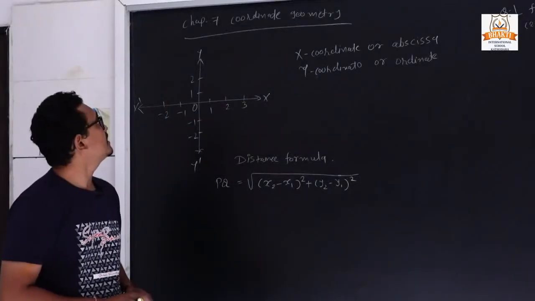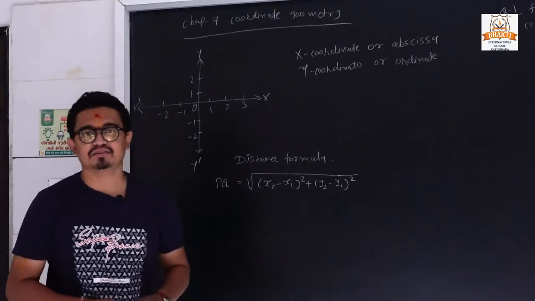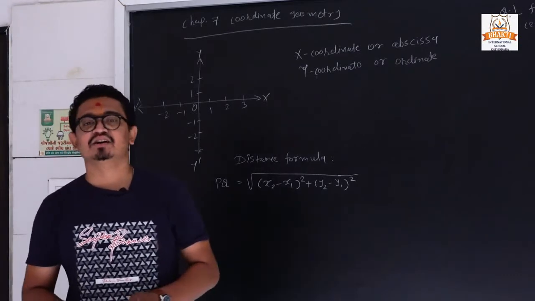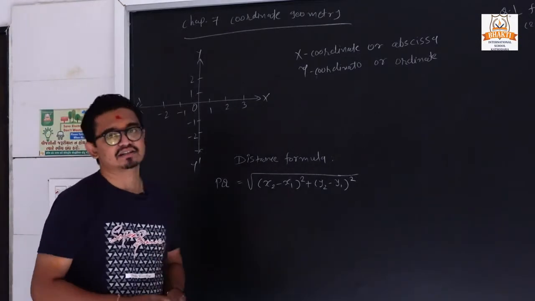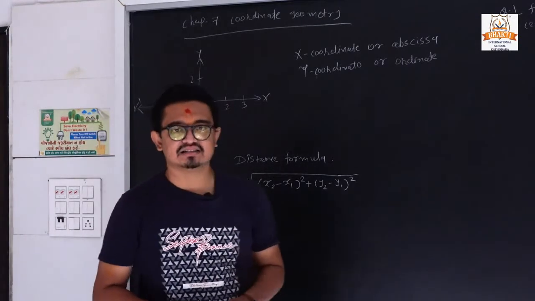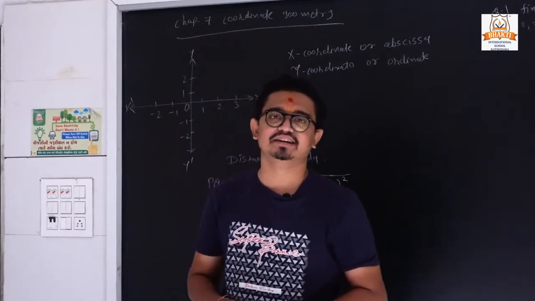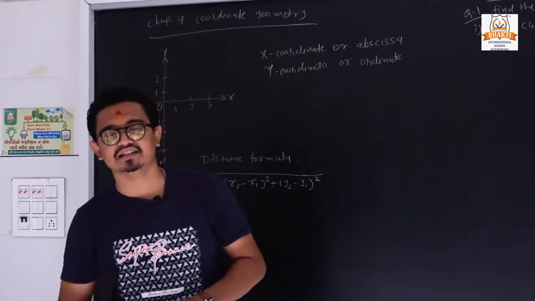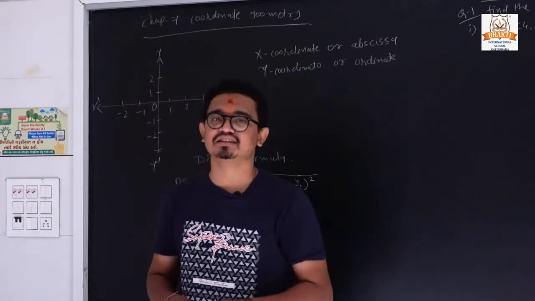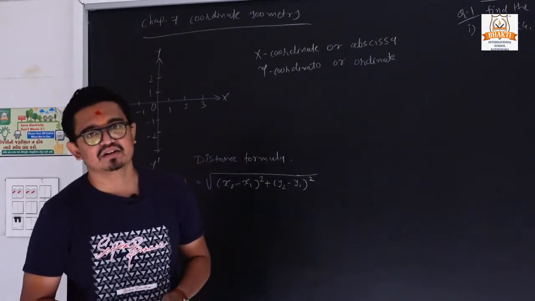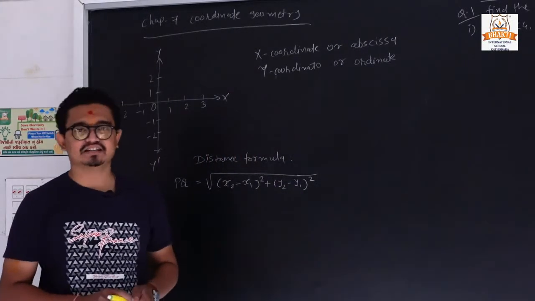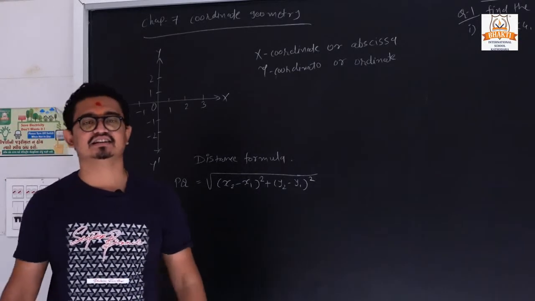Okay students, so now we are going to start our new chapter number 7, coordinate geometry. In class 9 we also had the same chapter and the same title, coordinate geometry, chapter number 3. But it is a very basic concept which is given in class 9.